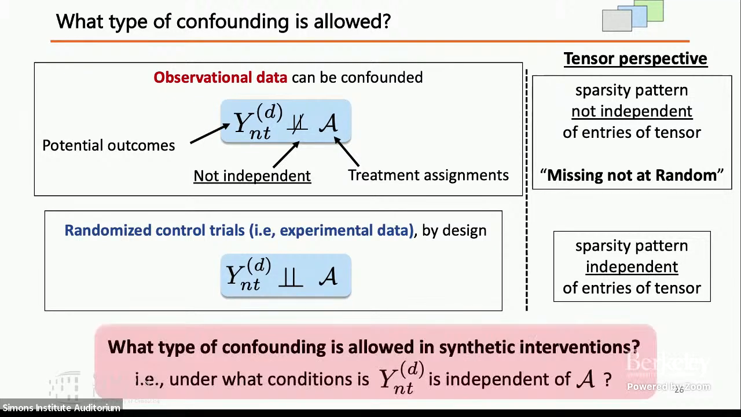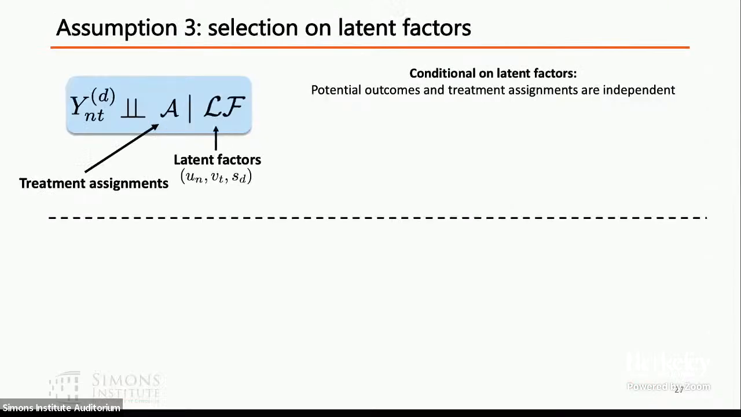So the question is, what kind of confounding is allowed in synthetic interventions? Under what conditions are your potential outcomes independent of treatment assignment? The type of assumption you require is called selection on latent factors. The latent factors here are the collection of latent factors per unit, time, and intervention, given by script LF. Conditional on them, the potential outcomes and treatment assignments become independent.